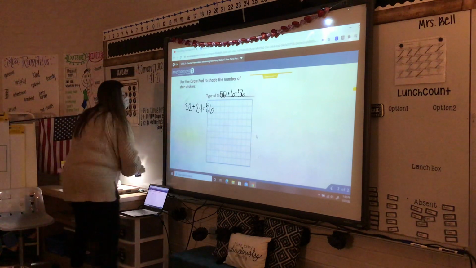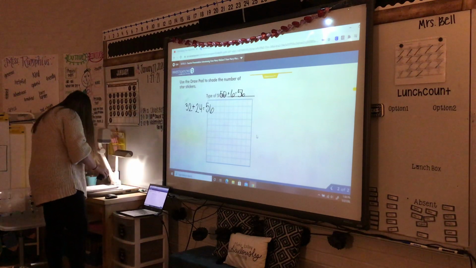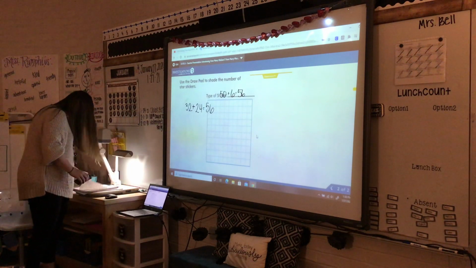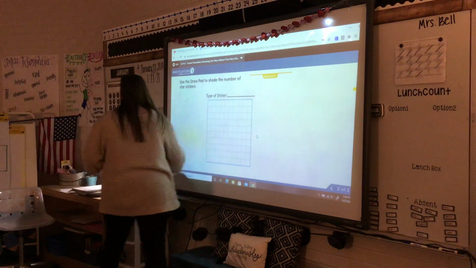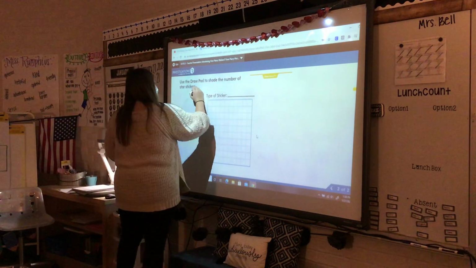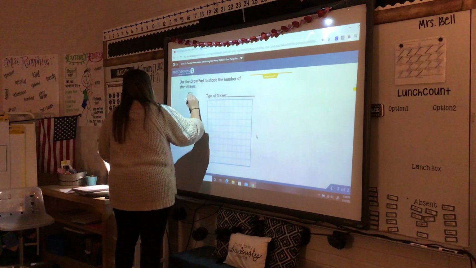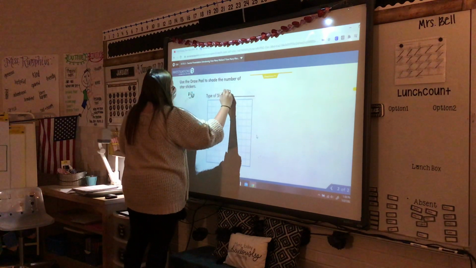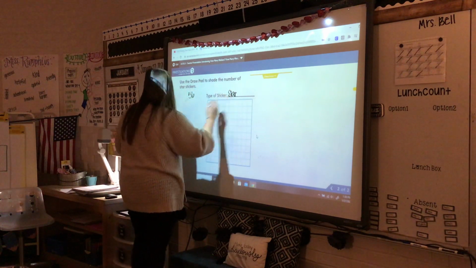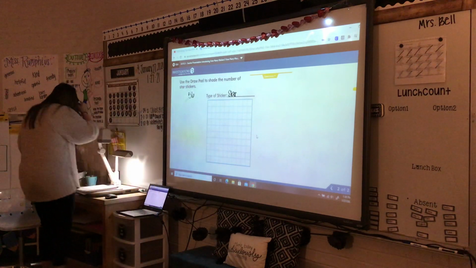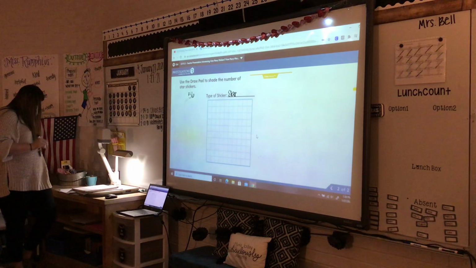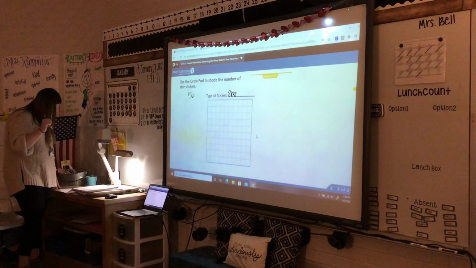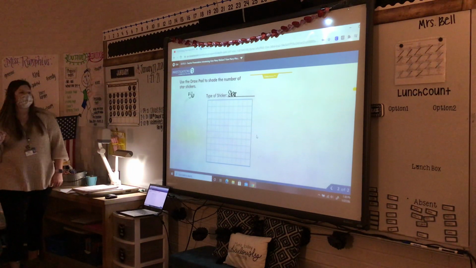So, what kind of stickers does she have? We had 56. I'm going to write that right here. 56. And they were star stickers. So we know that she has 56. What if she decided to put all of her star stickers on a blank page in a sticker book? What would it look like?